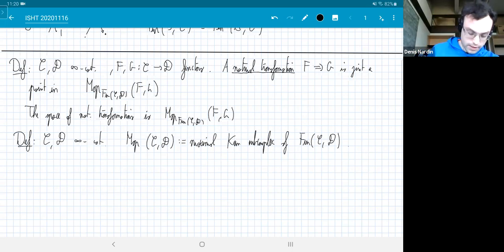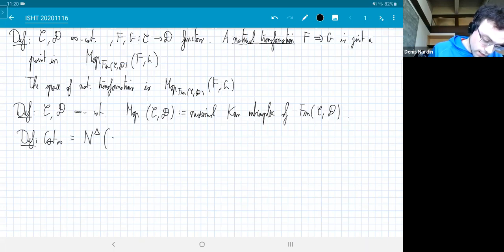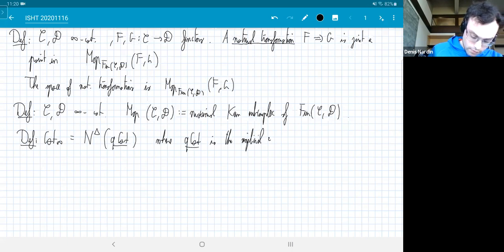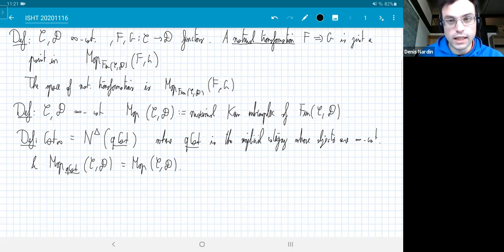That's why I wanted to define the space of natural transformations, or what a natural transformation is. And then Cat infinity is just the delta of QCat, where QCat is the simplicial category whose objects are infinity categories and map QCat(C, D) is what I defined, map(C, D). So functors and natural equivalences.